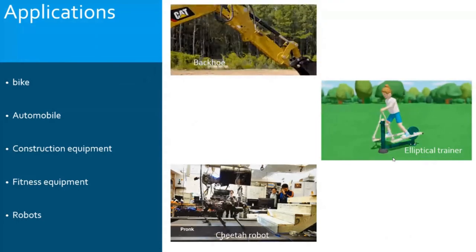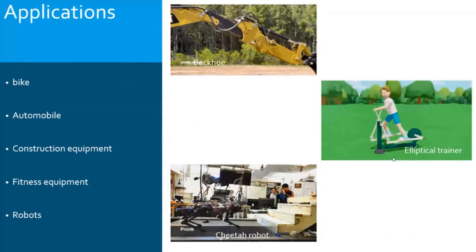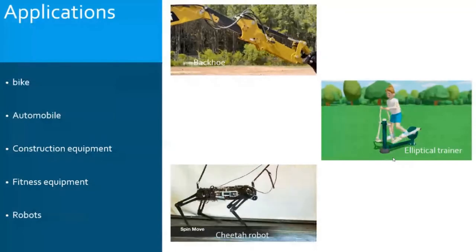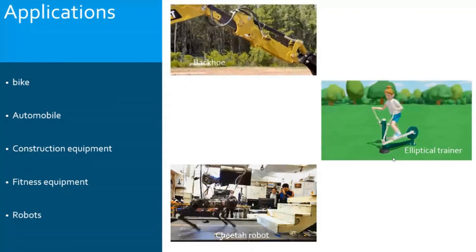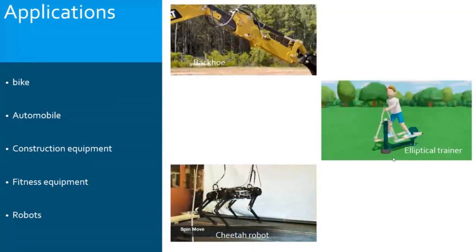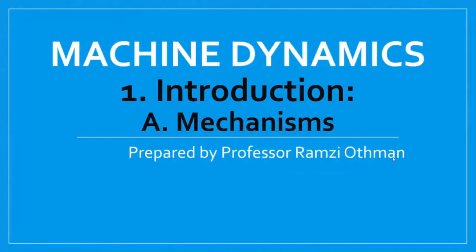Also, there is a very wide application of mechanisms in robotics, fitness equipment, and construction equipment. Really, there are a lot of applications, and mechanisms are in every moving part of machines. So I'm coming to the end of this first part that introduced mechanisms. Mainly we have defined what a mechanism is, and we have given some examples of mechanisms and some applications.